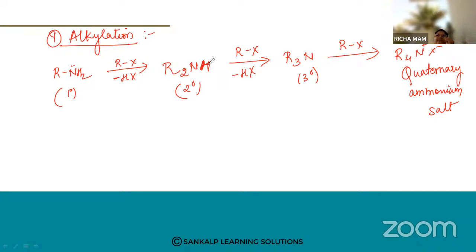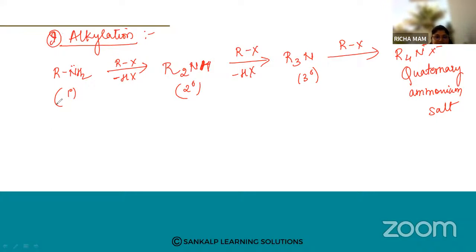At each step, hydrogen atoms are replaced by the alkyl group, and we get secondary, tertiary, and finally a quaternary ammonium salt. Is it clear? That was alkylation. So next is acylation.